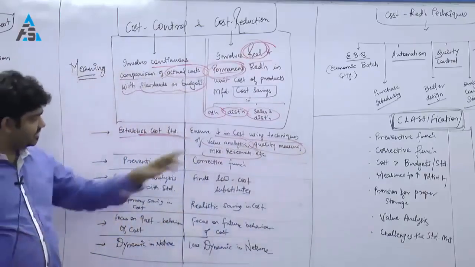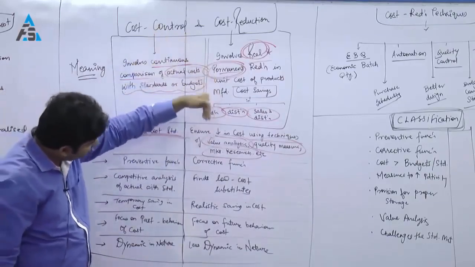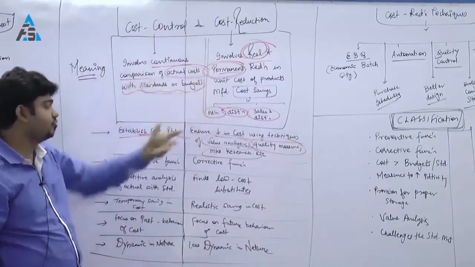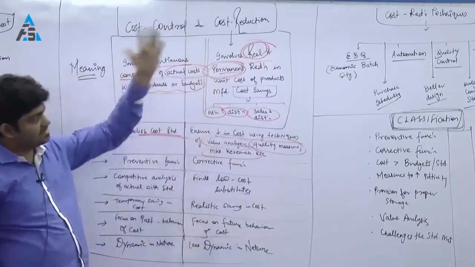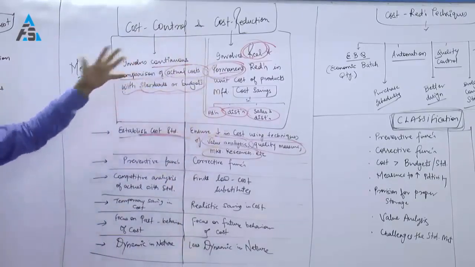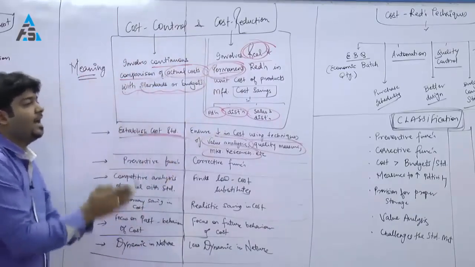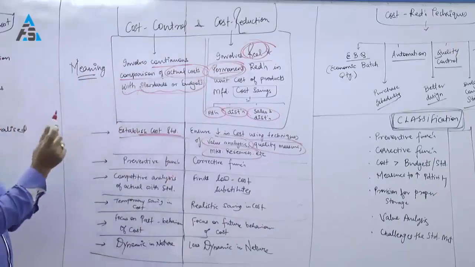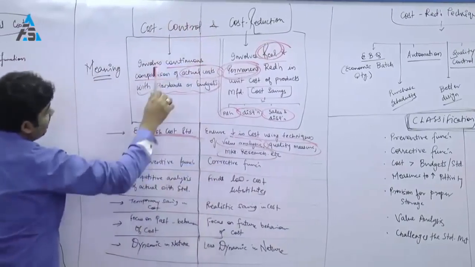So here in cost reduction, you are focused on reduction in cost, so you will have to use certain techniques, which are value analysis, quality measure, market research. There are other cost reduction techniques also which you are going to see, but again, as I said, permanent and real reduction in cost is the focus. Now we'll just focus on the cost control aspect.